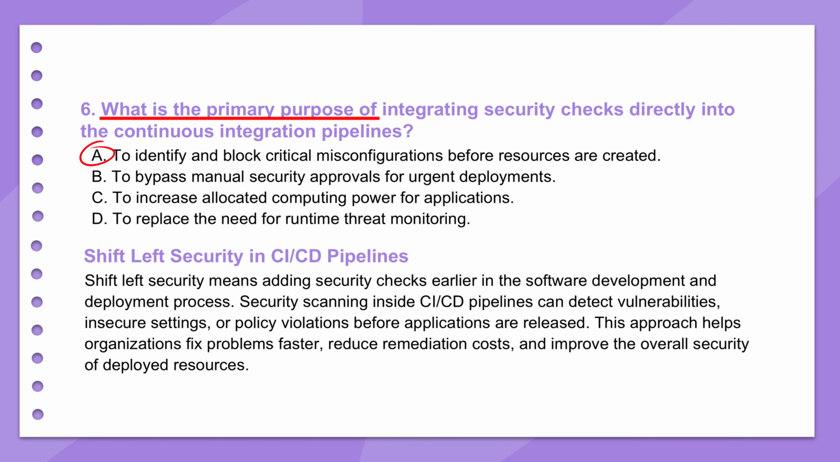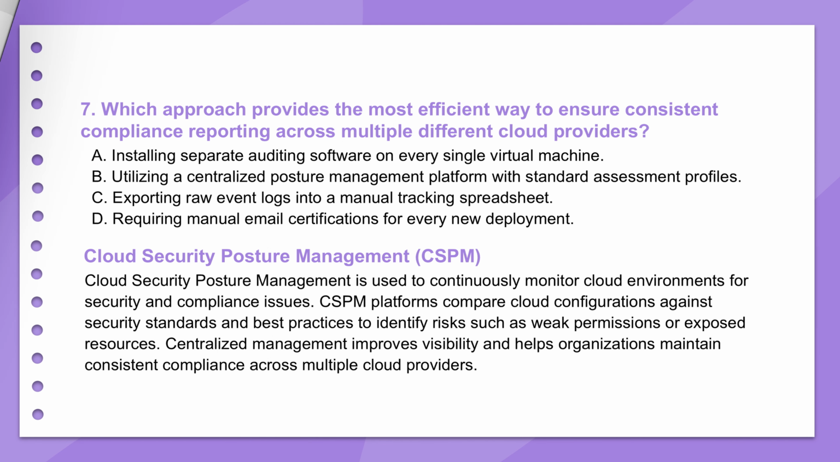Shifting left by integrating security checks directly into CI pipelines detects misconfigurations early in the development lifecycle, preventing risky deployments and saving remediation costs. Shifting left. I love that concept. But once you are deploying safely, you still have to prove your compliance, right? Yeah, and that gets incredibly complicated if you use multiple different cloud providers, like AWS, Azure, Google. They all speak different languages. Sounds like an auditor's worst nightmare. Let's read the next one.